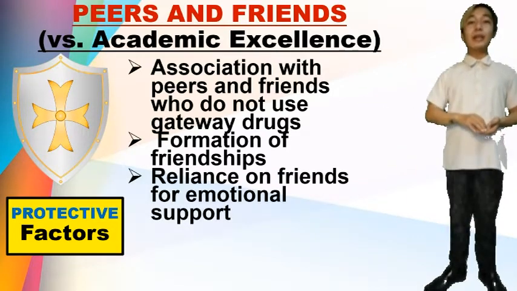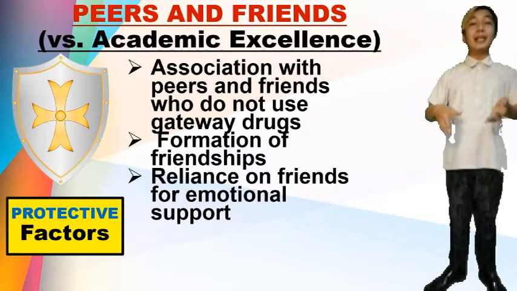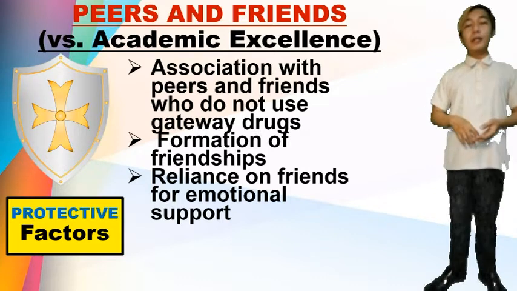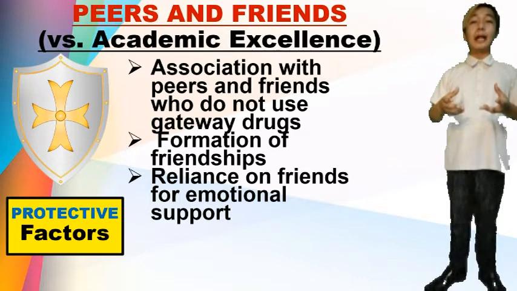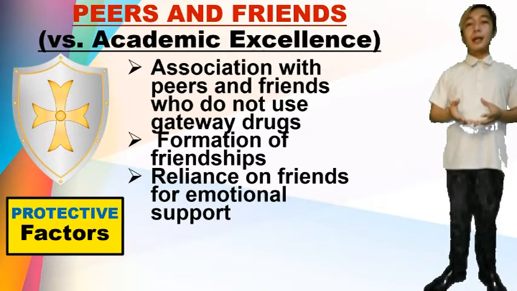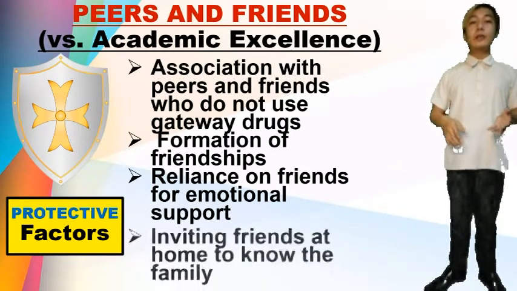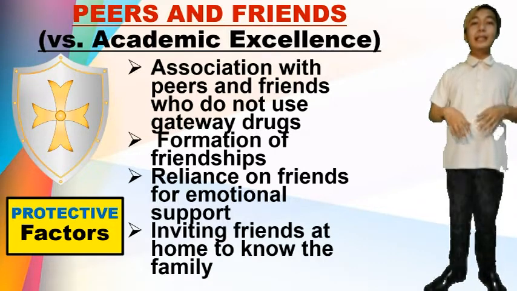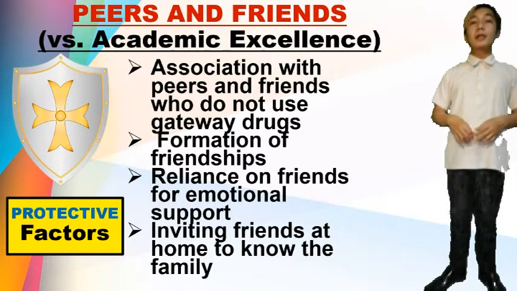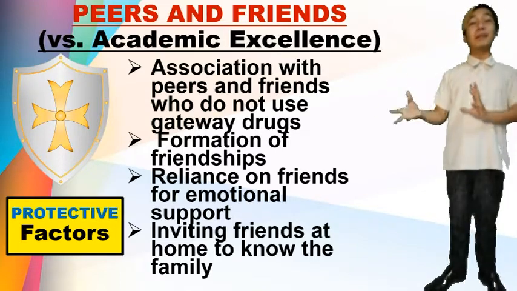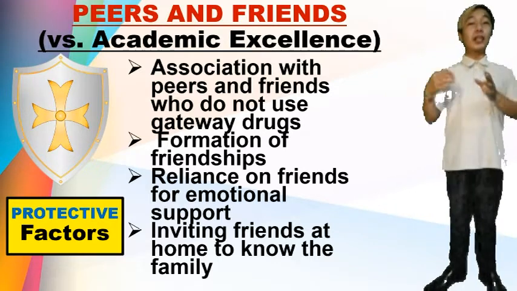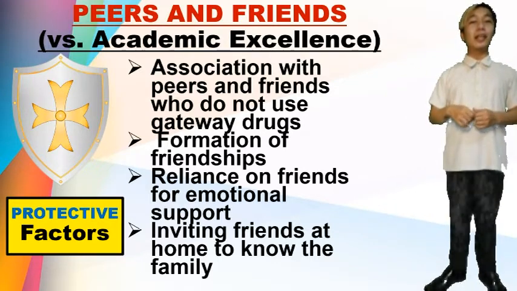Next, reliance on friends for emotional support. There are things that we cannot say to our family, so there are often times that we are asking for the opinions or seeking the care of our friends. The last one is you need to invite your friends at home so that your family members will know who you are joining with, or who you are together with.